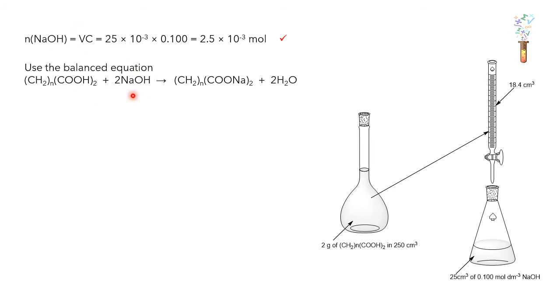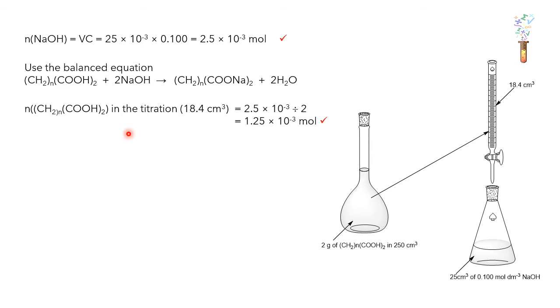Now I've got this one, the sodium hydroxide, and I want this one, the succinic acid, so I'm going to need to half it. And that's going to tell me how many moles came out of the burette in the 18.4 centimetres cubed in order to neutralise it. So I put some indicator in here. Maybe it was some methyl orange, and I was titrating away. And at what point did it change colour? Well, it changed colour when 18.4 centimetres cubed came out. But how many moles was that? And we've used the ratio to figure that out.